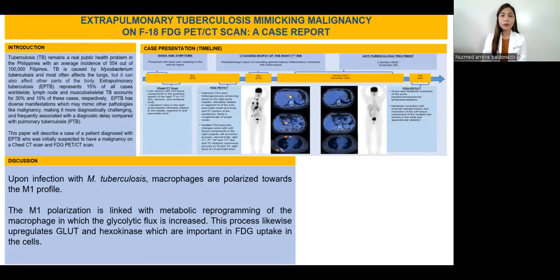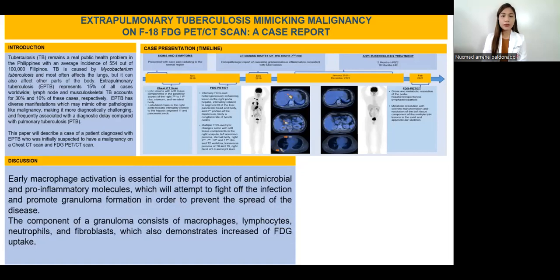Upon infection with Mycobacterium tuberculosis, macrophages are polarized towards the M1 phase. The M1 polarization is synced with metabolic reprogramming of the macrophage, in which the glycolytic flux is increased. This state of early macrophage activation is necessary for the production of antimicrobial and pro-inflammatory molecules, which will attempt to clear the infection and promote granuloma formation in order to prevent dissemination of the mycobacterium. The components of the granuloma demonstrate some degree of FDG uptake.